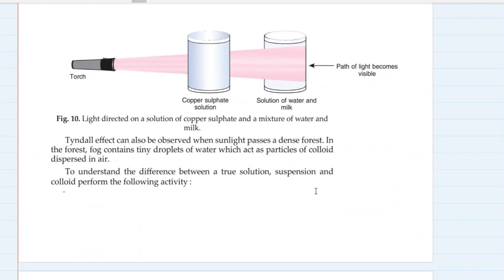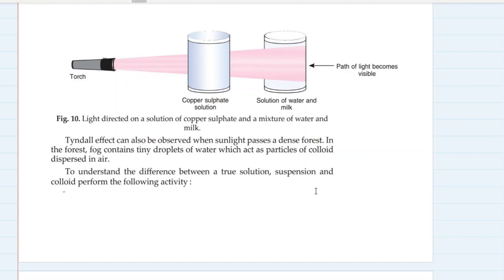Tyndall effect can also be observed when sunlight passes through a dense forest. You might have seen pictures, and you might have also seen in real life, when you are in a dense forest and sunlight enters through the canopy of trees, its path is visible, because the forest contains fog, which contains tiny droplets of water which act as particles of colloid dispersed in air.